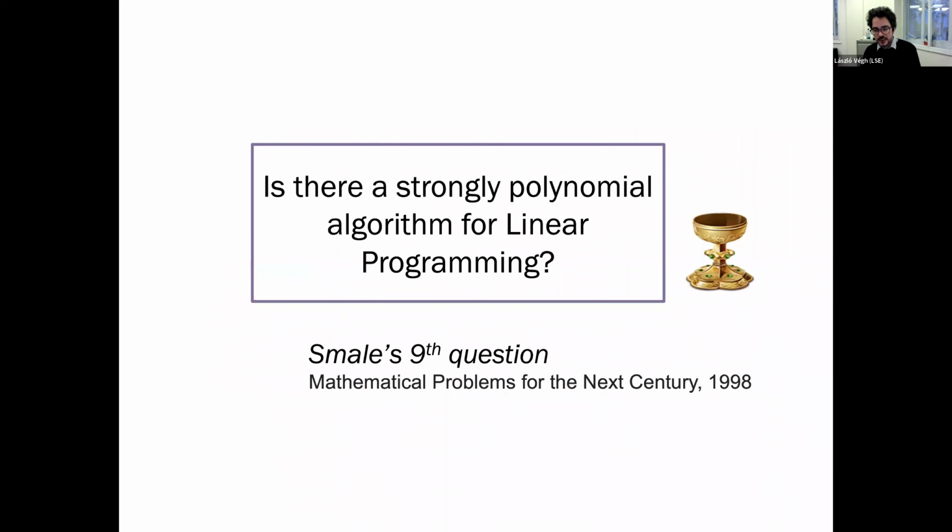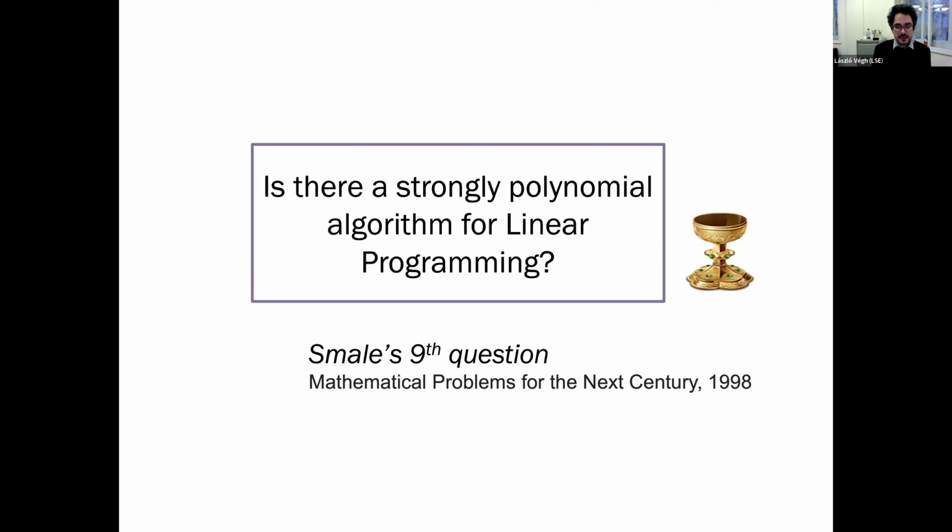And yeah, so this is one very big question of optimization. Is there a strongly polynomial algorithm for linear programming? It's actually on a list by Stephen Smale of the mathematical problems for this century. It's already 2022, and we still haven't solved it, and I don't think we are very close to solving it.